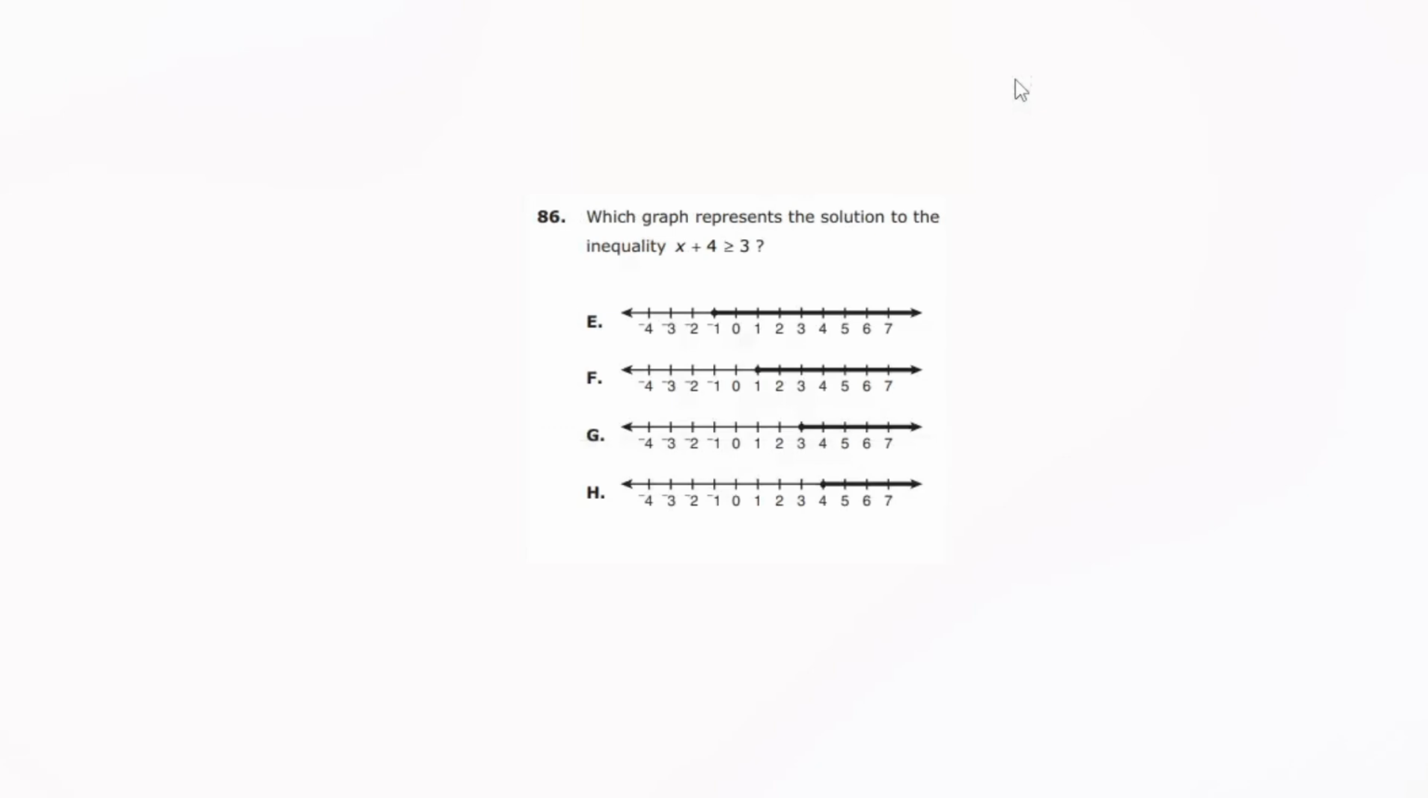A little bit of a tricky question. It says, which graph represents the solution to the inequality x plus 4 is greater than or equal to 3? So how can we solve this here? Many students will pick something just from this equation over here, but that's wrong. You can't use this, right?